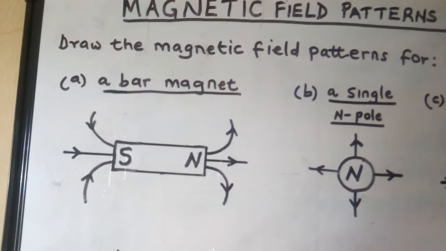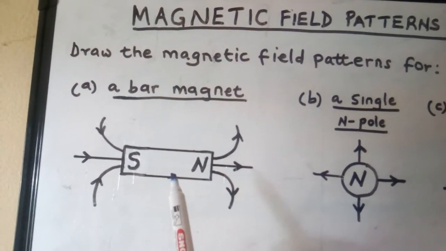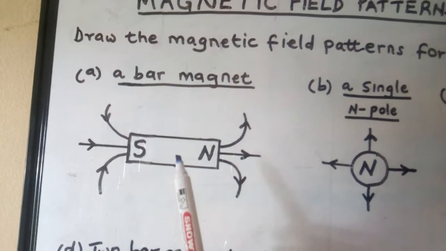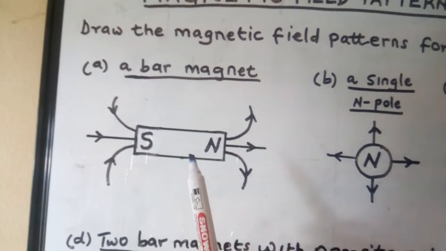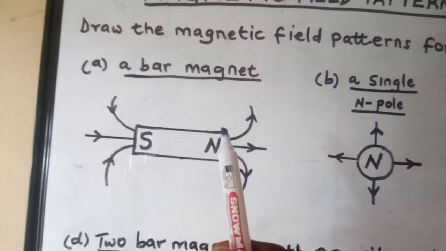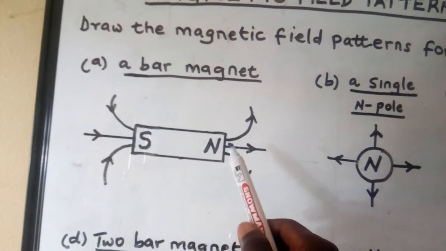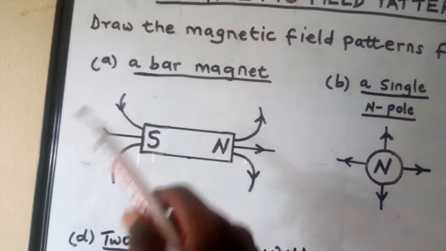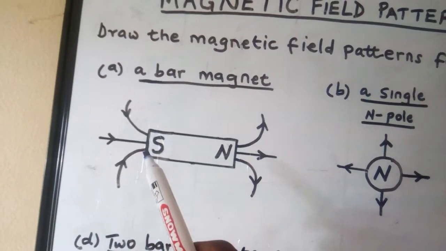So our first diagram is showing how the magnetic field lines are spread in a bar magnet. We know a bar magnet has north and south. So one of the properties of magnetic field lines of force says that the lines of force start from the north and they go to the south. So you can see these ones are moving from north, the arrow, and they go to the south. This one is also moving from the north and is going to the south.